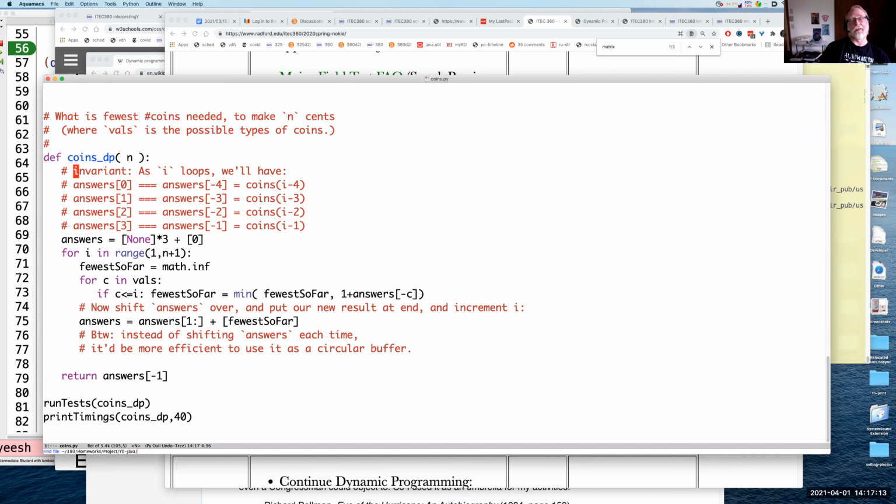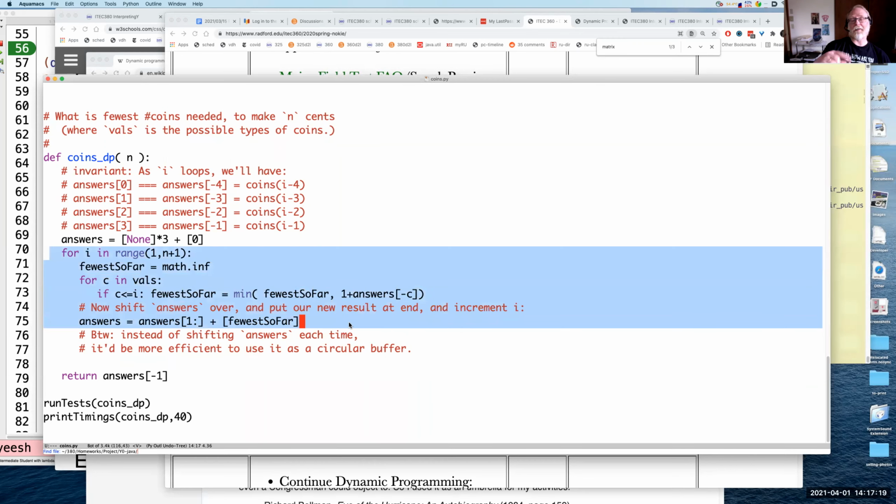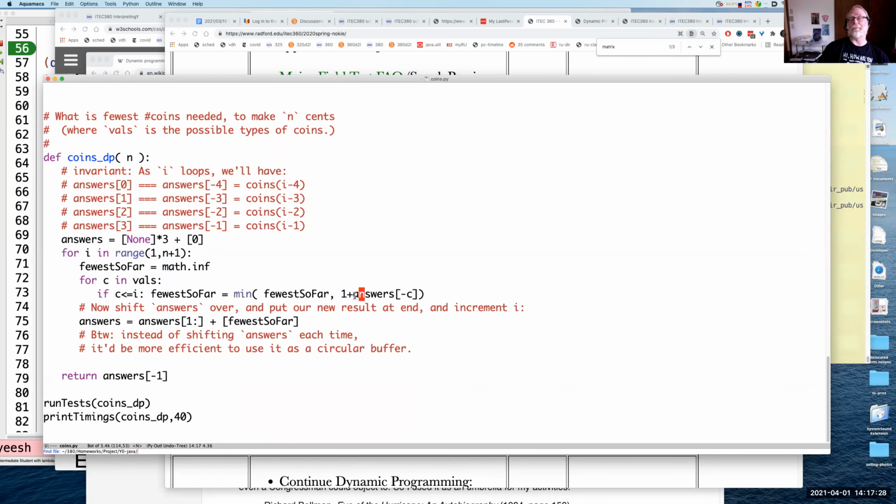So look at this dynamic programming variant. Parts of it look the same. This part looks the same as that bottom-up version, in that we always looked at 1 plus some previous value. I have an array, answers, here. The index is going to be tricky.